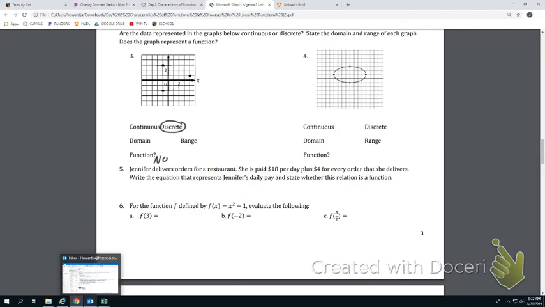Domain and range on discrete, it's a little weird, probably just because we don't do it a whole lot. But it should be kind of easy. Okay, you've got kind of those weird little parentheses. And then you're just going to list the numbers. So the x values that I have is -1 and 4. The y values that I have is -2, 1, and 4.